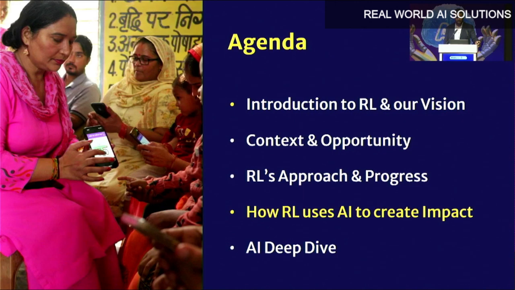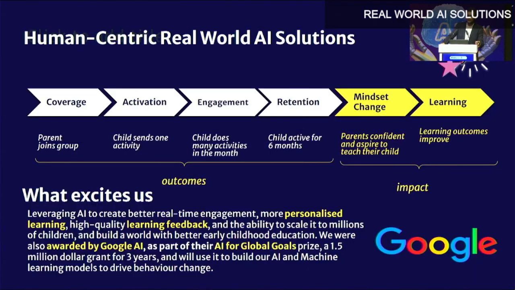But now to jump ahead to AI, right? We have all this data, all these parents, all these groups. So how do we use AI in an effective manner? I think somebody alluded to it before, but it's a human-centric approach to AI. We know this is the impact journey that all of our users go through. They go through coverage, which is first getting the group, joining the group, onboarding, then activation, engagement, retention, finally to mindset change, where they feel confident to be the teachers, and to learning outcome, right? What excites us is that AI can help us reach this depth at scale.